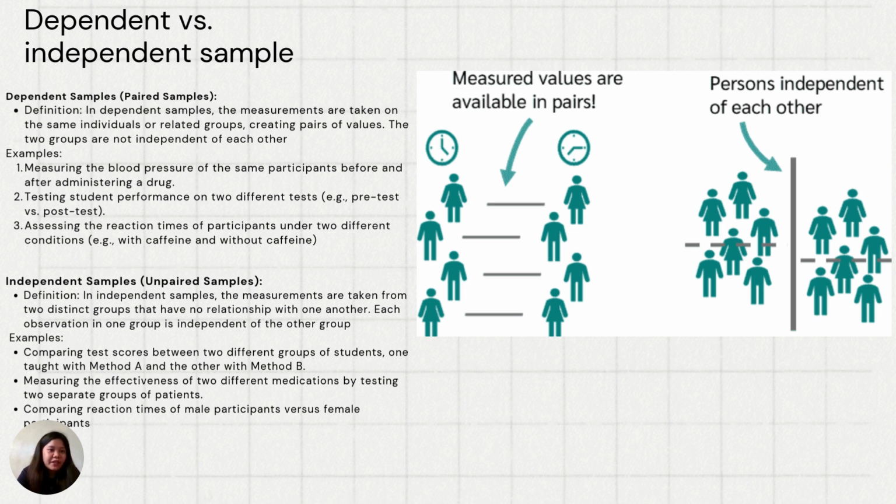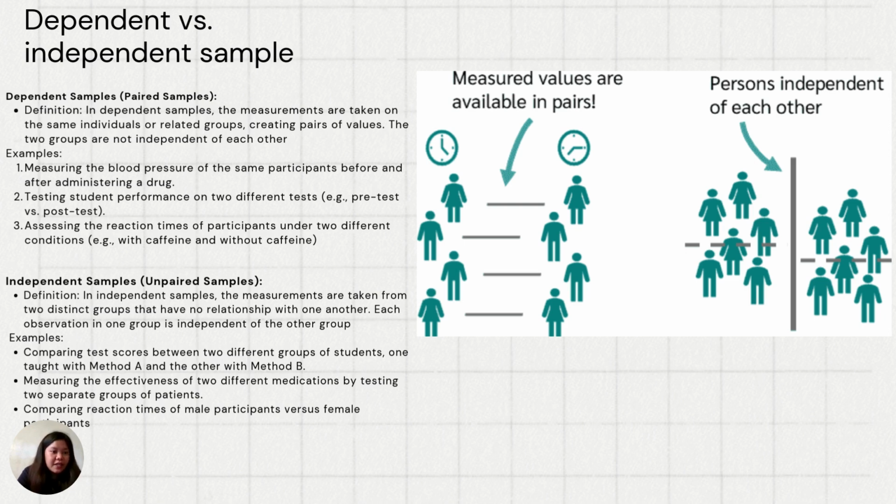Dependent versus independent sample. Dependent sample, paired sample. Definition: in a dependent sample, our measurements are taken on the same individuals or related groups, creating pairs of values. The two groups are not independent of each other. Example: measuring the blood pressure of the same participants before and after administering a drug.